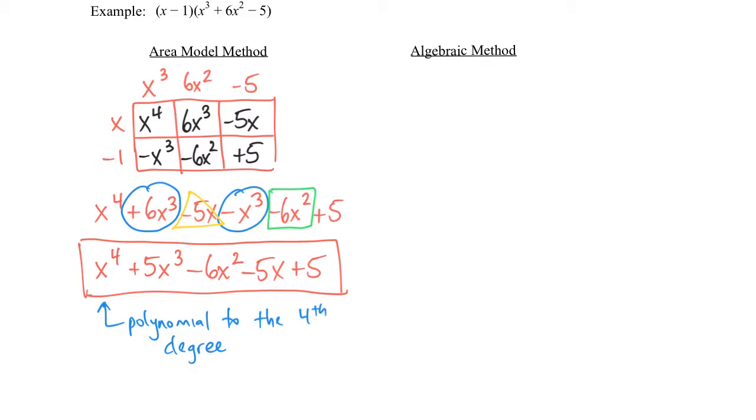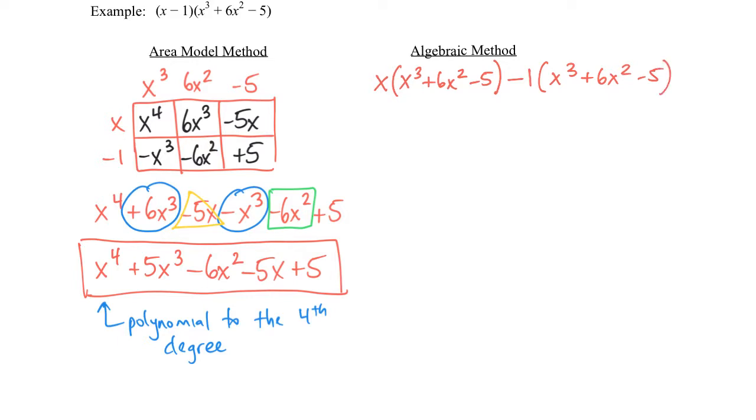All right, moving on. So now I showed you how to do this the area model way. Now I want to do this the algebraic way, and we're going to end up at the same place, so I'm going to show you. Remember that with the algebraic way, what we are doing is we're going to multiply the first term in the first polynomial by everything in the second, and then we're going to do the second term in the first polynomial by everything in the second. So when I do that, it looks like this. I'm going to multiply x times everything in the second polynomial, minus 1 times everything in the second polynomial.